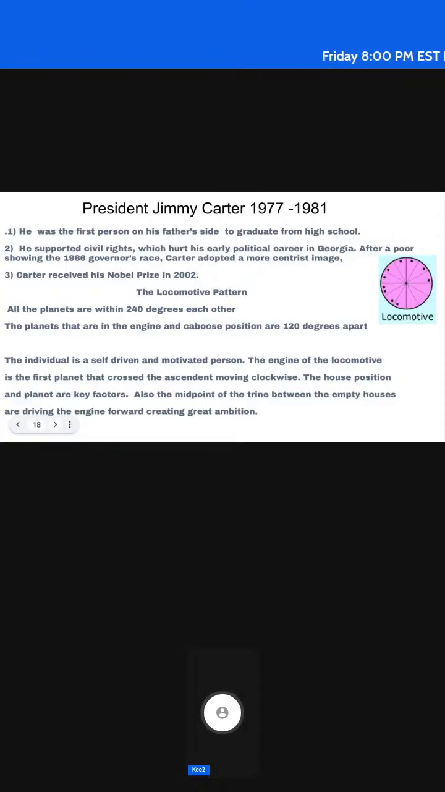Also, the midpoint of the trine between the empty houses are driving the engine forward, creating great ambition. So the three houses that seem to be empty, that middle house is the one that's driving the engine, meaning that planet wants to move into that area. And it generates the fuel for the engine. And the rest of the planets follow along, with the caboose at the end.